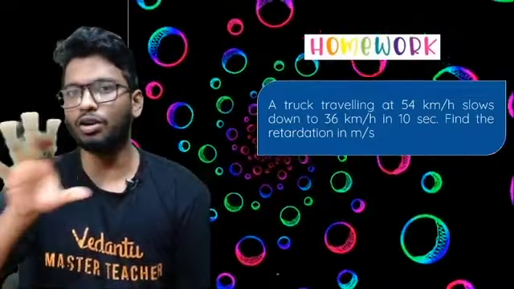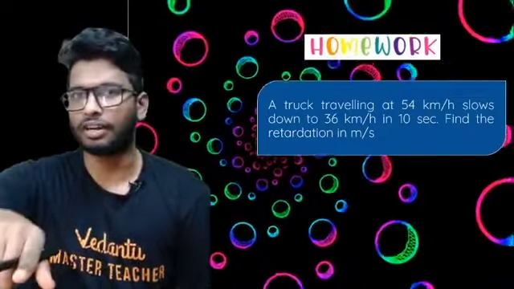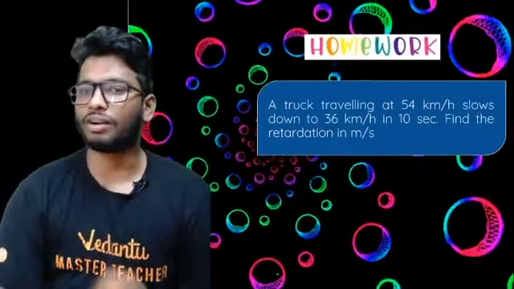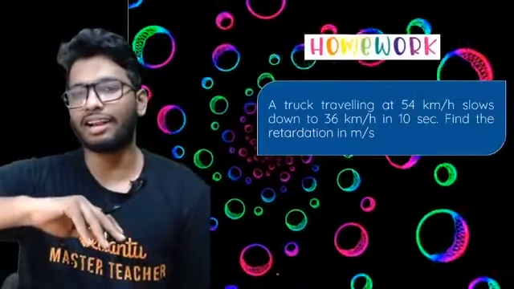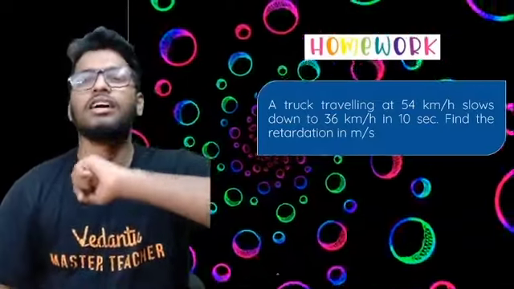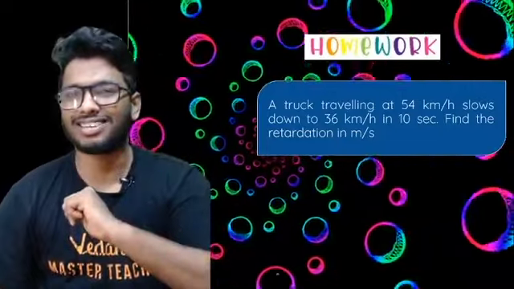I'll give you some clues here and there. One clue is that they're all given in kilometer per hour, so convert that to meter per second, which means multiply by 5 by 18. So you'll get the value in meter per second. Then subtract it. Use the formula a is equal to v minus u by t. You'll get the answer. Please try out this question. It's a very, very interesting question. Try to do it by yourself and let me know the answer in the comment section below.